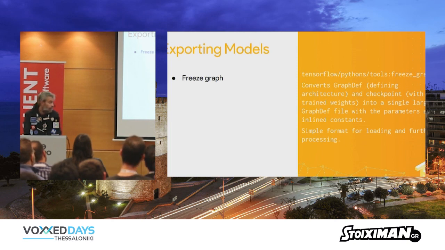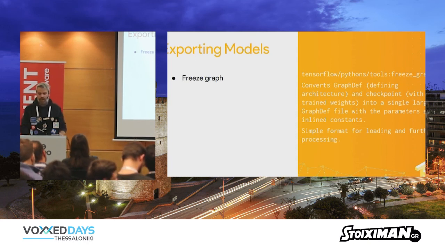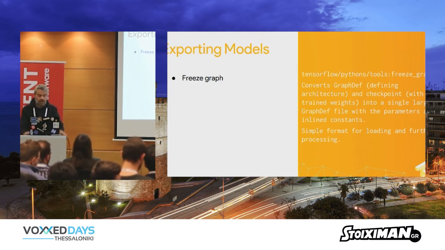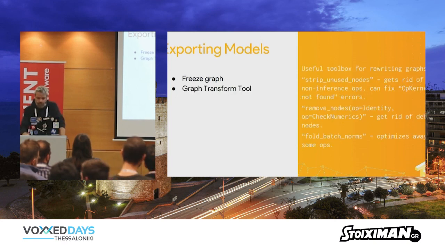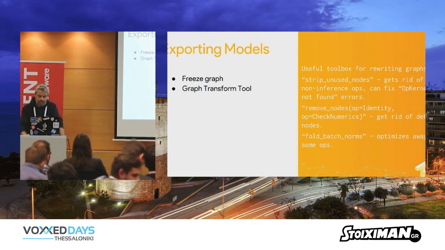Freeze graph is one of those tools, and it converts your model into a format that can be accessed easily using the freeze graph script. Then there's the graph transform tool. The graph transform tool is a handy toolbox to optimize graphs, and it gets rid of the nodes, of the weights of the nodes, that you don't need.